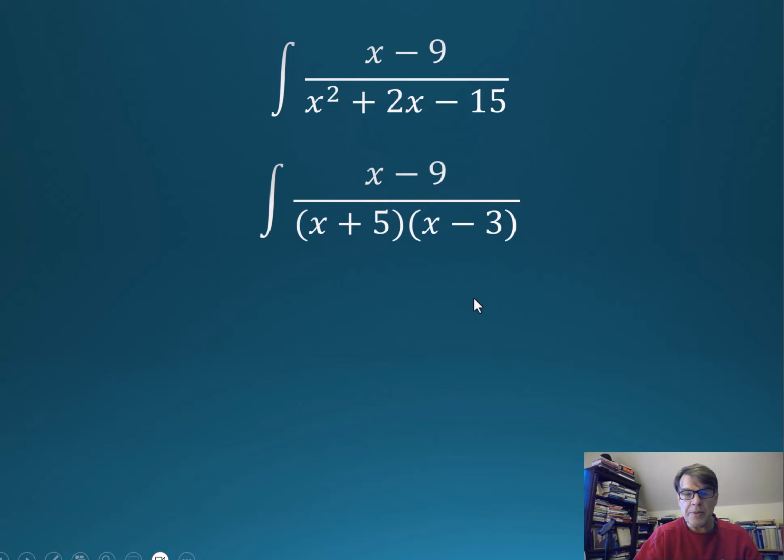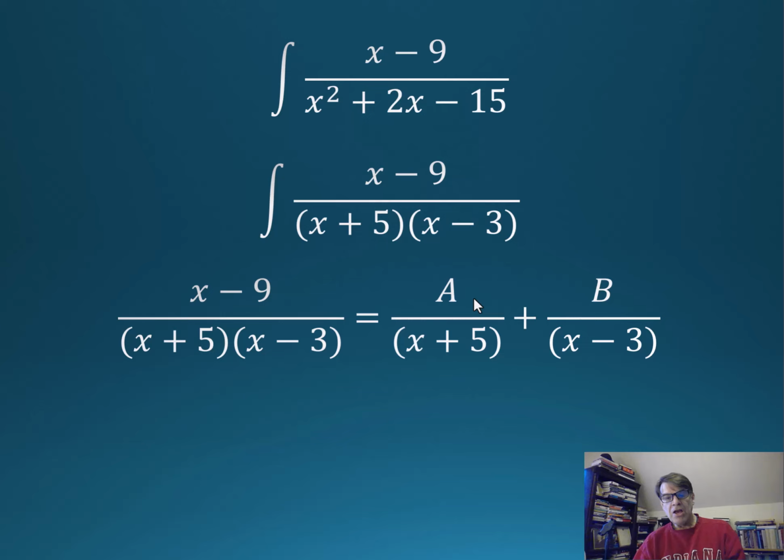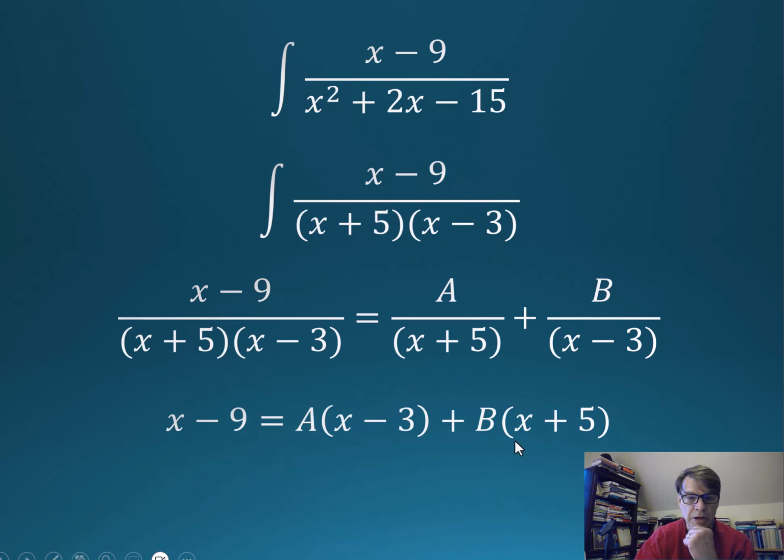Now, here's where the magic comes in. If you're like me, you first look at this and you say, you can't do that. You're not allowed to do that. Well, A is a variable we're going to solve for, and B is a variable we're going to solve for. So there is a certain A and there is a certain B that will make this true. We just have to find out what they are. And to do that, we're going to multiply this whole thing through by the denominator, and here's how it ends up.